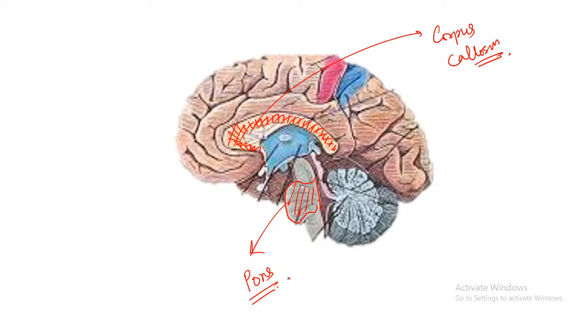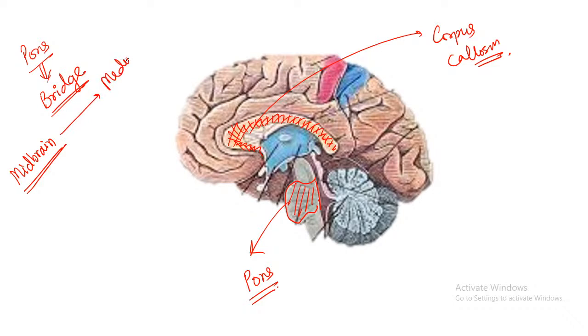Okay. Now this is your pons. What is the meaning of the pons? The word pons simply means bridge. So it's a bridge between what? It's a bridge between the midbrain and the medulla. So remember it like this: the bridge between midbrain and medulla is your pons. Pons means bridge, right? That's why it was named pons. The names are very intuitive in the brain.